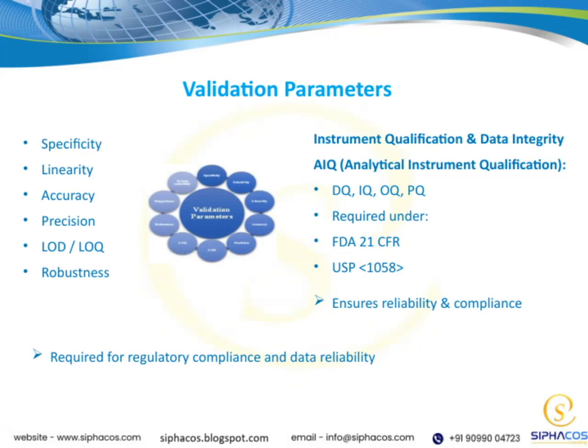Let's take a moment to focus on why instrument qualification and data integrity are so crucial. They're required not only for regulatory compliance, but also to ensure the reliability of our data. When we talk about instrument qualification, or IQ, we're referring to a series of steps that verify our instruments meet specific standards. This includes design qualification, or DQ, installation qualification, or IQ, operational qualification, or OQ, and performance qualification, or PQ. These steps are essential to confirm that our equipment is properly installed, functioning correctly, and consistently delivering accurate results.